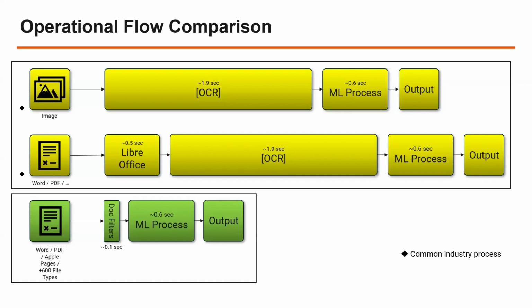LibreOffice is often used to convert these documents to images and then put them through the OCR process. This is very resource intensive and expensive. However, with document filters, we can cut down the time and cost to process documents. It will also improve accuracy and increase file support to, you guessed it, over 600 different file formats. So I said that using doc filters was faster than the other approach, and you can see that based on the graphic. But let's put that into perspective.